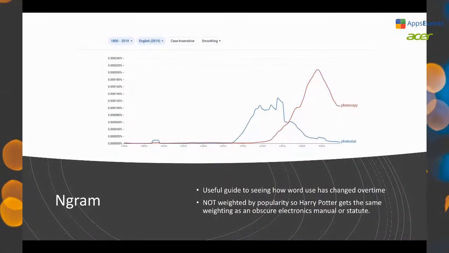The Ngram comes from Google, and it's a useful guide to see how word use has changed over time. It's particularly important if you're a non-native speaker. For example, in Malaysia, they still use the word photostat quite a lot, but actually that's really gone out of use. It's now being replaced by photocopy. So you can have a look at not only the use, but how it's gone up and down. But you need to be careful. Lots of people have read Harry Potter, but it gets the same weighting as an obscure electronics manual or statute. So those weightings aren't perfect in any way, shape or form, but they do give you a nice little idea.